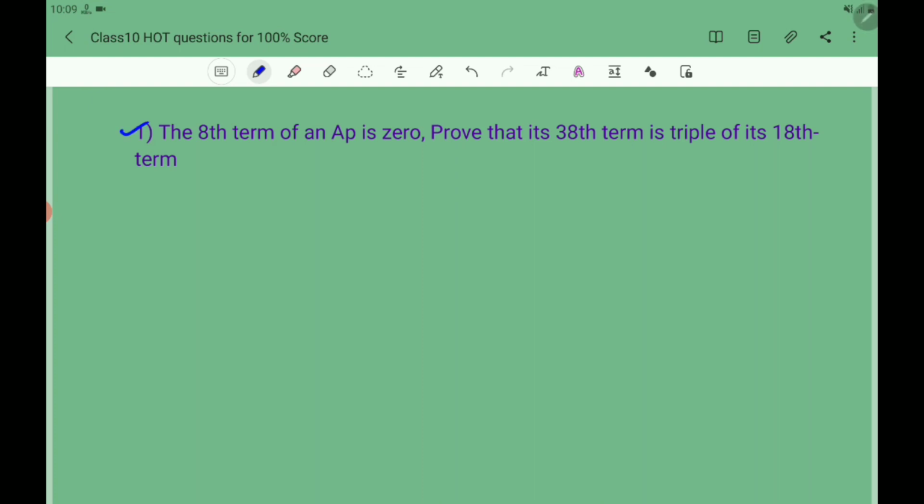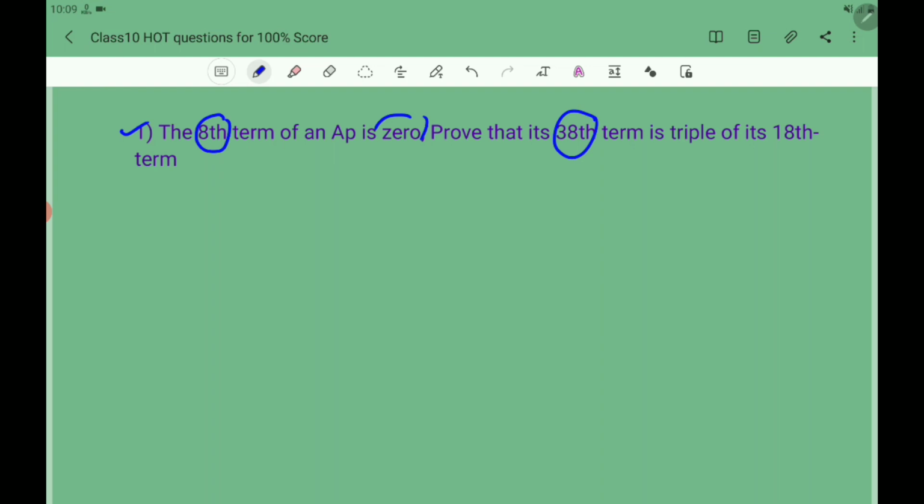Now you take the first question. The 8th term of an AP is 0. Prove that its 38th term is triple of its 18th term. So it is a question from the arithmetic progression. Here you read the question carefully. What is given here? It is given that the 8th term is 0. And what we have to prove? We have to prove that the 38th term is triple of its 18th term.